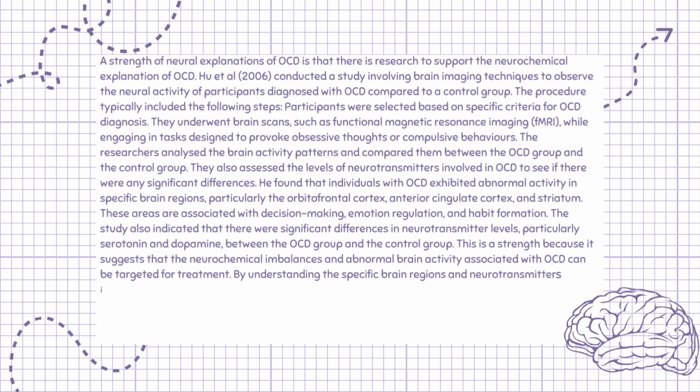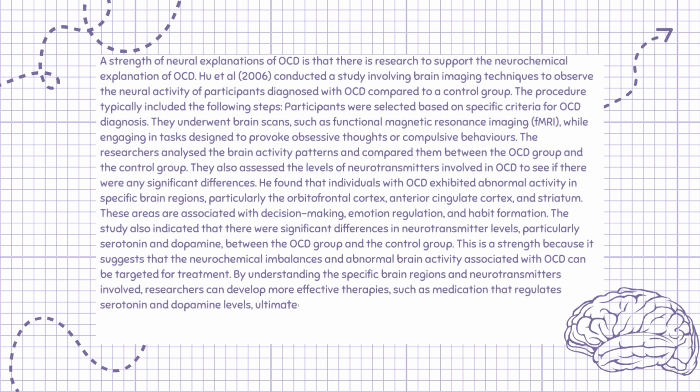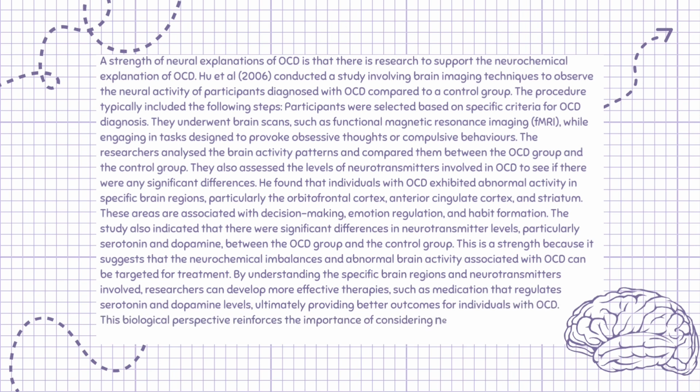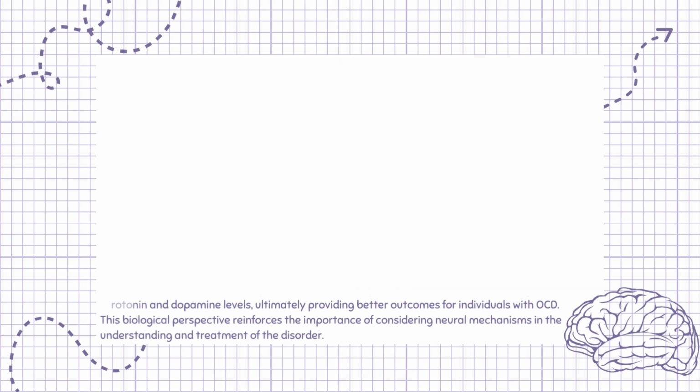By understanding the specific brain regions and neurotransmitters involved, researchers can develop more effective therapies, such as medication that regulates serotonin and dopamine levels, ultimately providing better outcomes for individuals with OCD. This biological perspective reinforces the importance of considering neural mechanisms in the understanding and treatment of the disorder.